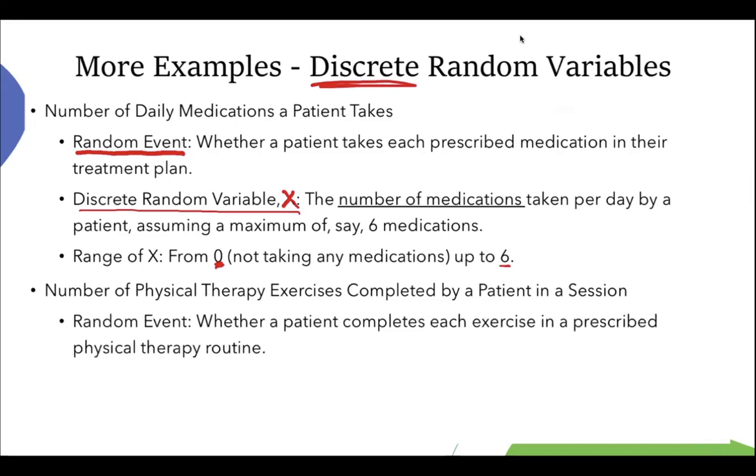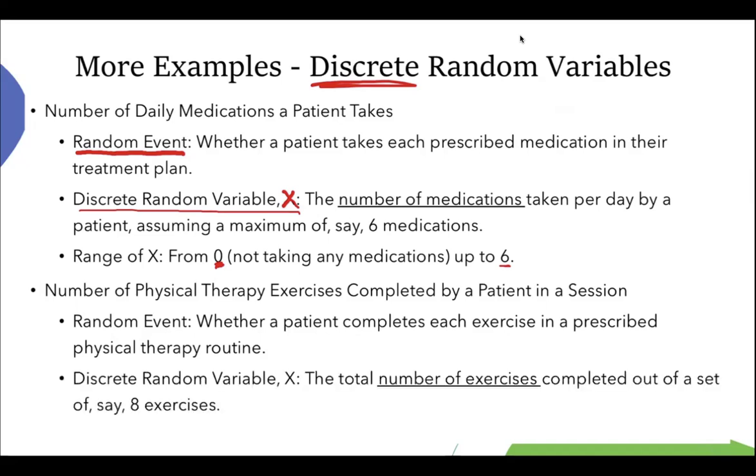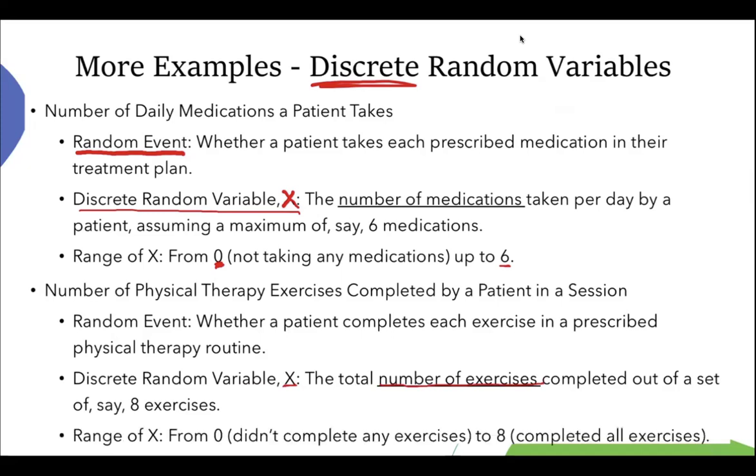The random event is whether the patient completes each exercise in a prescribed physical therapy routine. The random variable X, the discrete random variable X, is the total number of exercises completed out of a set of, say, 8 exercises. So the person has been prescribed 8 exercises, but they may not complete all 8. They can complete anything between 0 and 8 exercises. So that is the range of X. From 0, didn't complete any, all the way to 8, completed all the exercises.